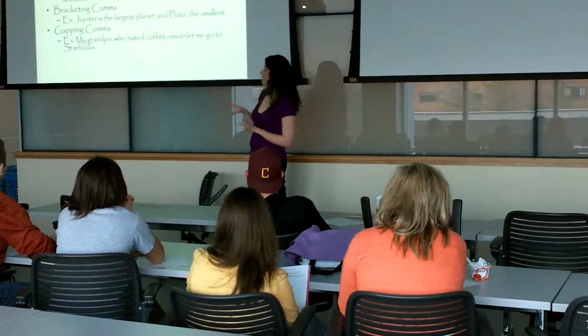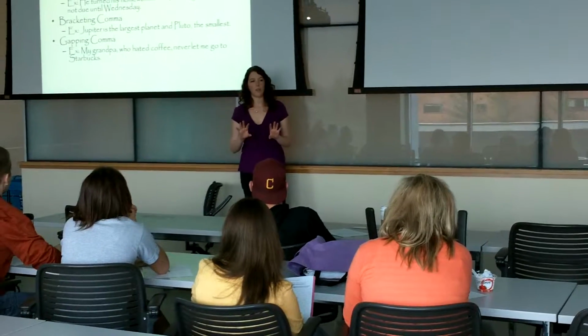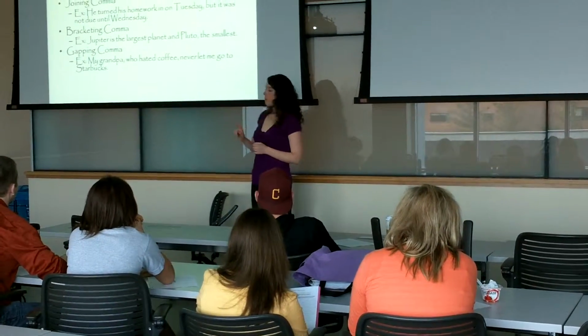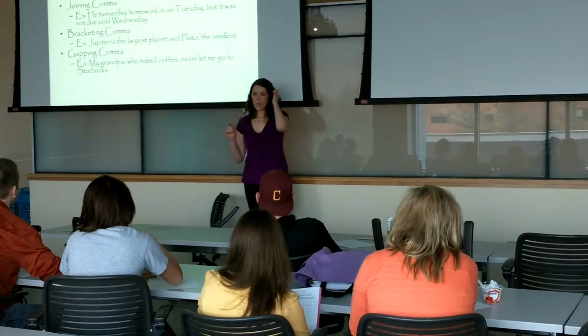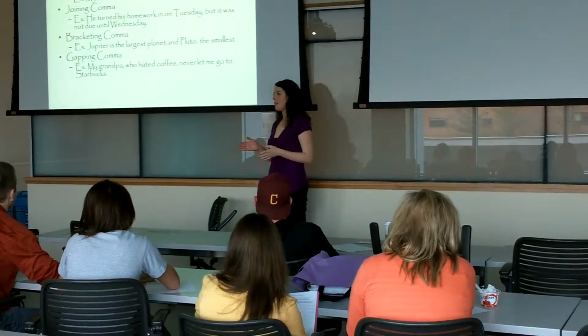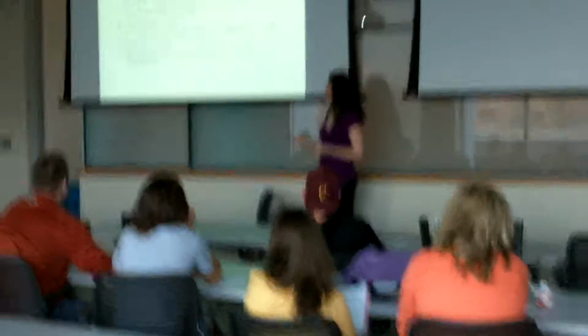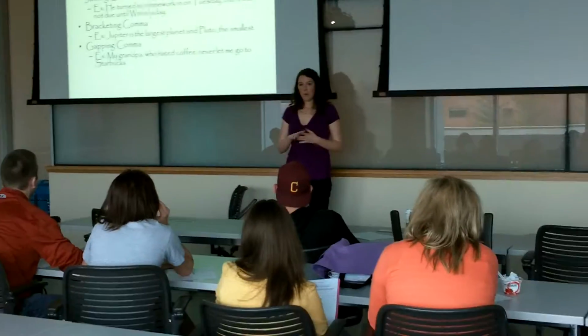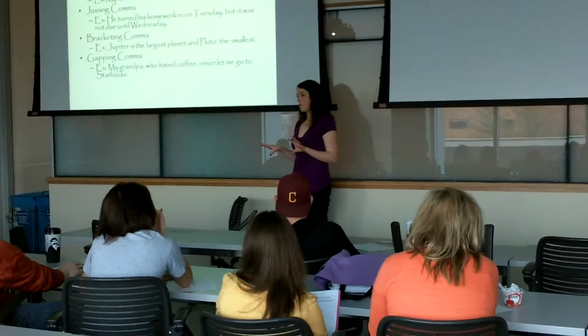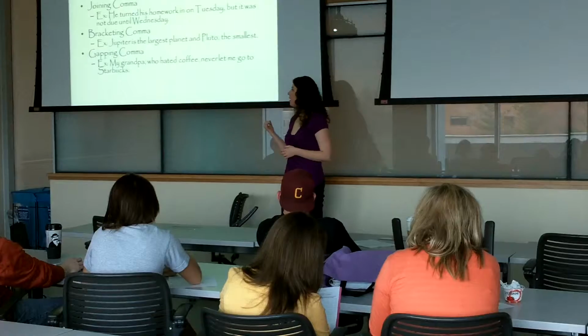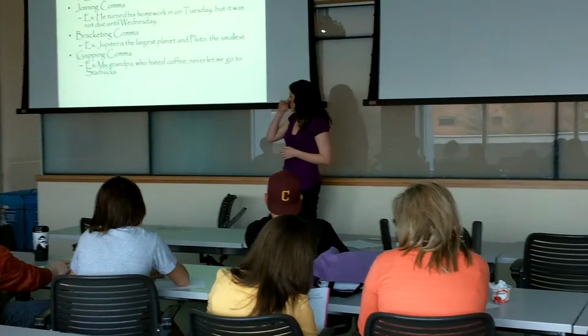The bracketing comma, this one is kind of tricky, and can be confusing sometimes. The sentence: Jupiter is the largest planet, and Pluto, the smallest. Basically, the point of the bracketing comma is that you don't want to repeat yourself. So you could say Jupiter is the largest planet and Pluto is the smallest planet. But just to eliminate all of those words, you can just add that comma right there and add the description.